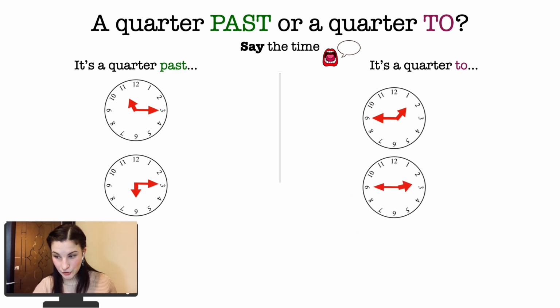Next one. A quarter to 3. Our hour hand is almost at 3. So it's 2:45. And the last one? Very nice. A quarter to 6. So it's 5:45.